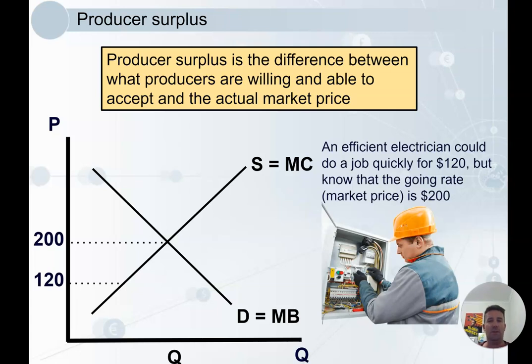So you call out an electrician. An electrician, he could be really good at his job, right? He could do it for $120, right? But he knows that you call up any other electrician, they're going to say $200. So he would be silly not to charge $200. So he would be willing and able to produce this service for $120, but he charges the market price. He charges $200. So he gets surplus value. He gets producer surplus of $80 here. All right.